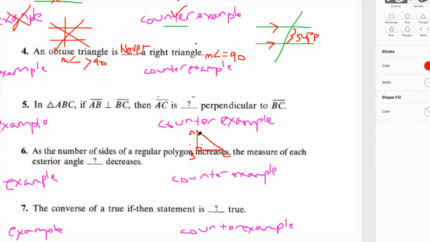It would have to be a right angle here if AB is perpendicular to BC. So that would mean that angle B, by definition of perpendicular, is a right angle. And we can only have one right angle in a right triangle. That's the only way possible, right? In a triangle, you only have one right angle.